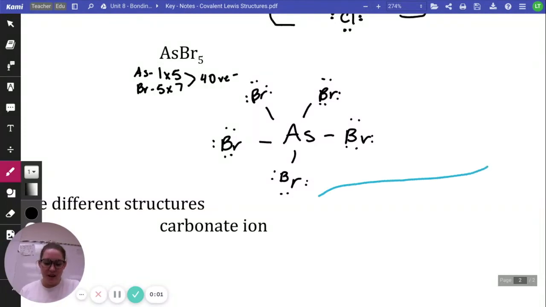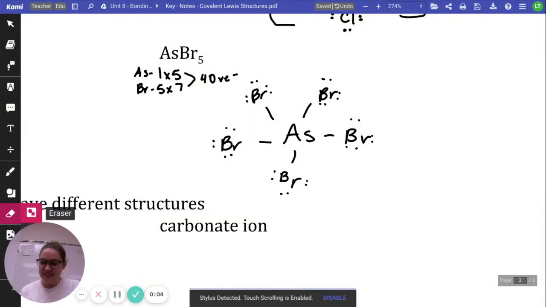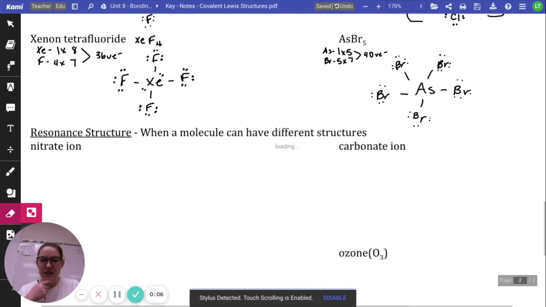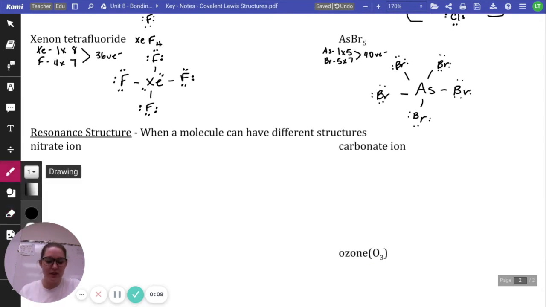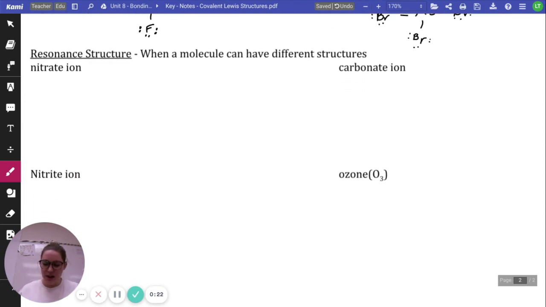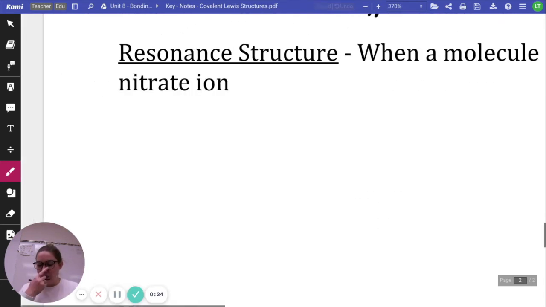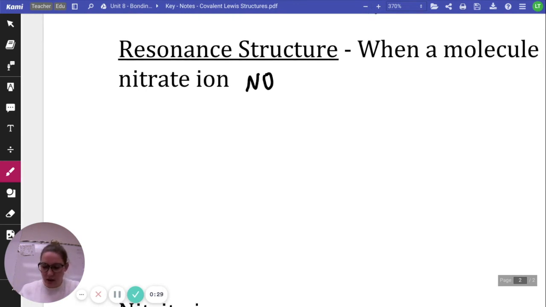Okay, guys. So the last exception, or kind of weird case that we're going to be talking about, is resonance. And resonance is when a molecule can have different structures. So typically in a resonant structure, one of them is a double bond and the rest are single. Okay, so let's work this one out. All right, so we have the nitrate ion here. So nitrate is NO3 with a -1. All right, so we're going to go ahead and solve for our valence electrons.